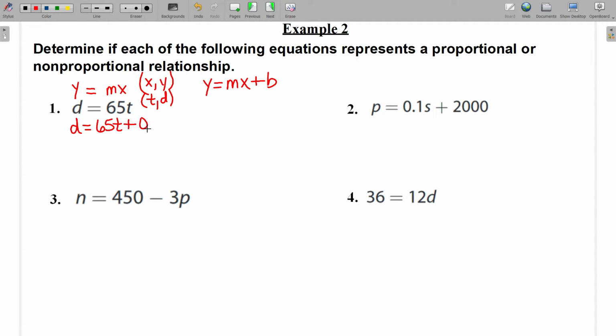And in which case, if we have something plus 0, that means that it's going to be crossing the y-axis at its origin 0, 0. So this is going to be what we would consider as a proportional relationship.